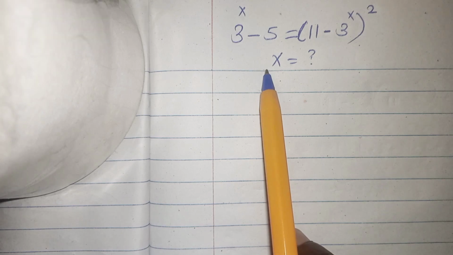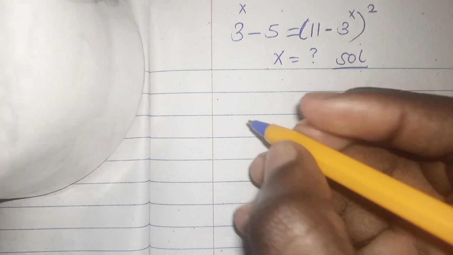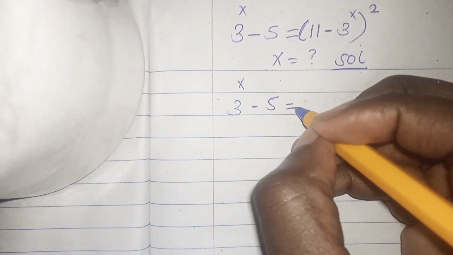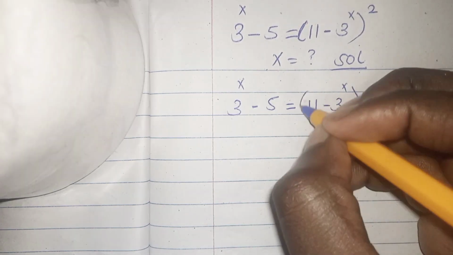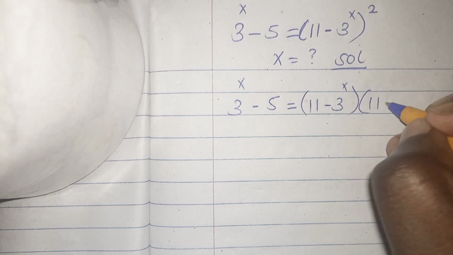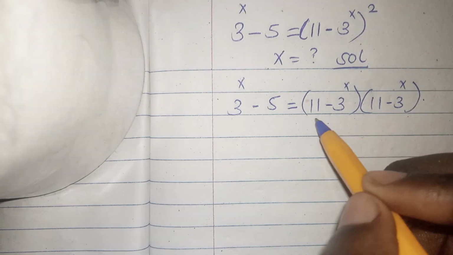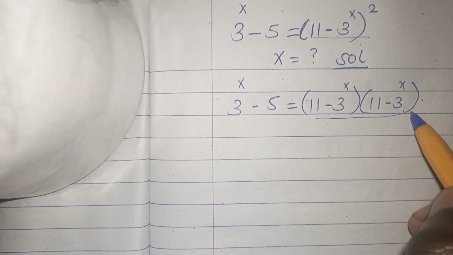So here is our solution. We'll have 3^x - 5 = (11 - 3^x)(11 - 3^x). So this is similar to this. In our next step, we open this bracket.